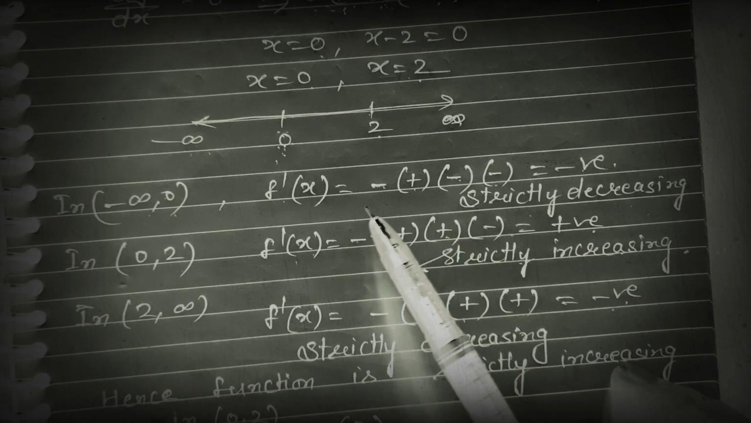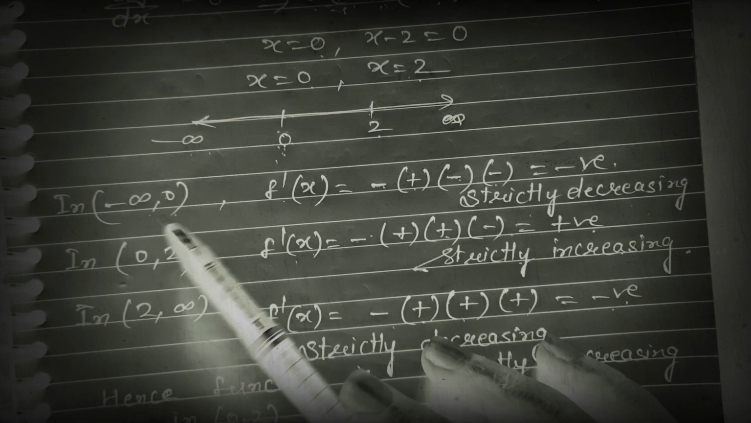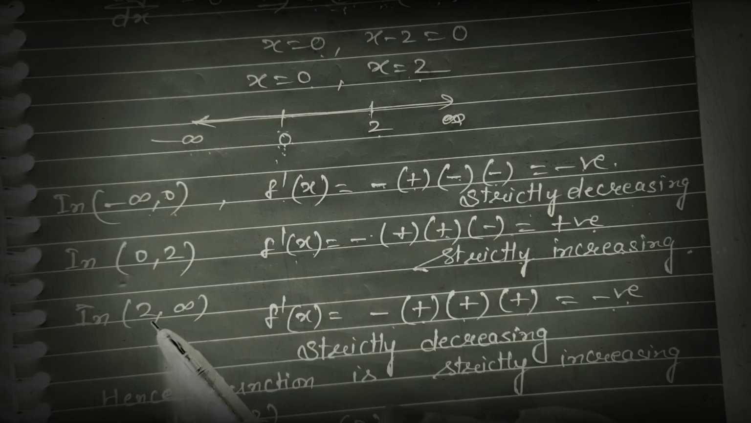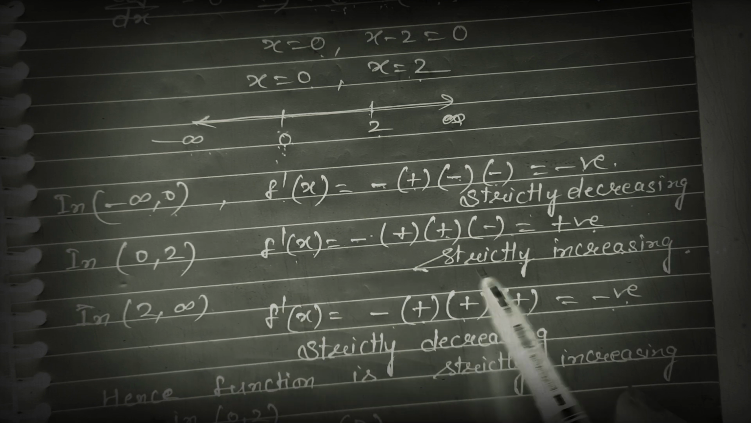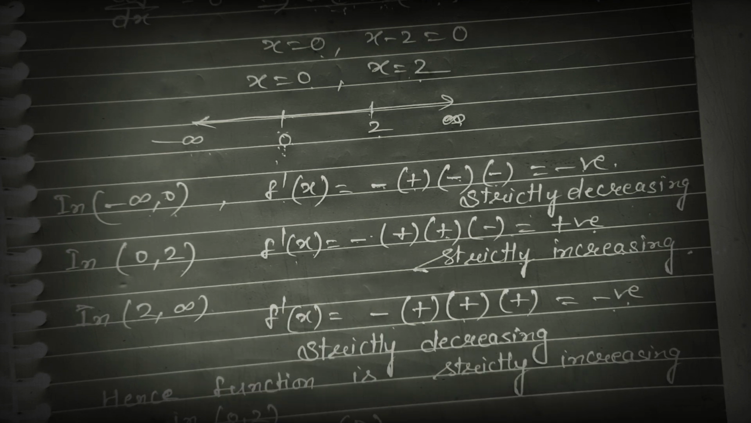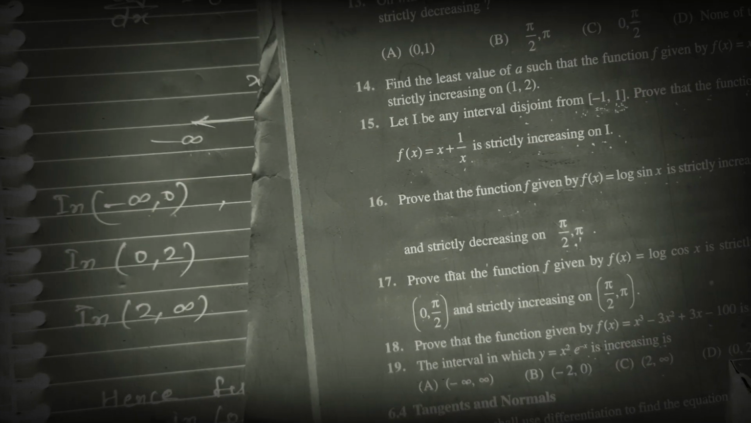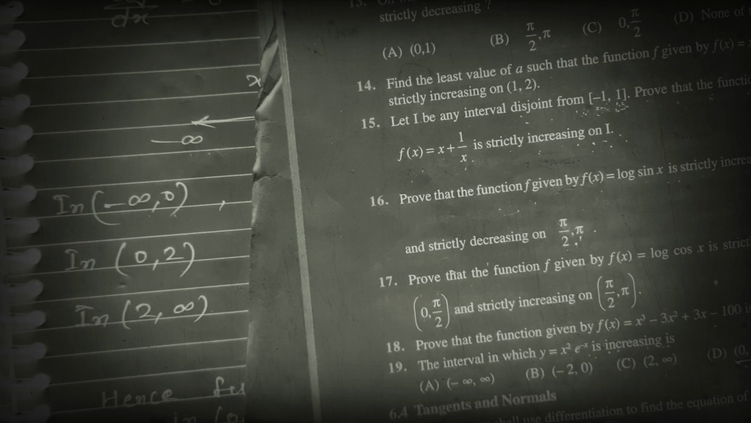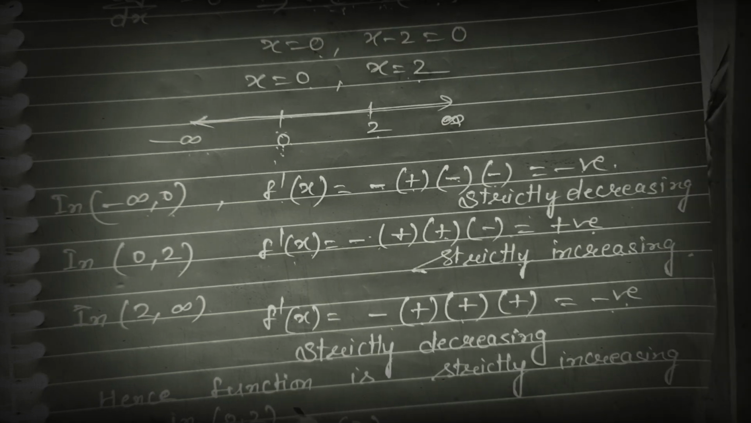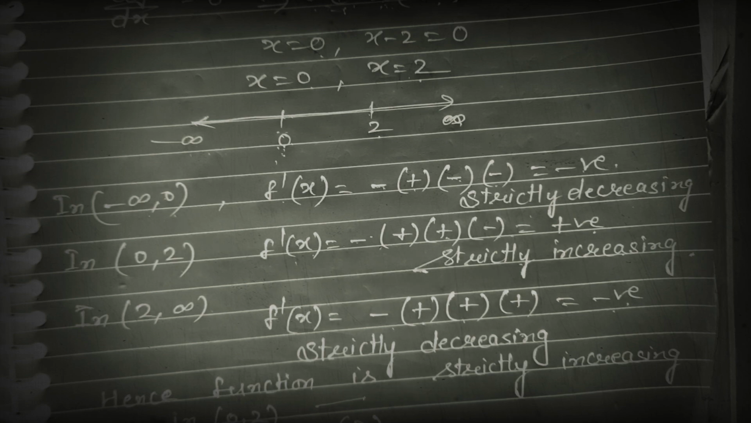So it is strictly decreasing from minus infinity to 0 and from 2 to infinity, but it is strictly increasing in 0 to 2. So the answer is part D, since it is increasing there. Part D is correct.